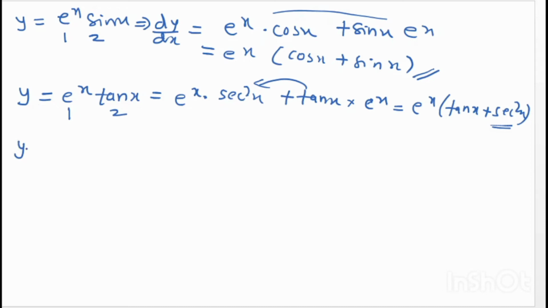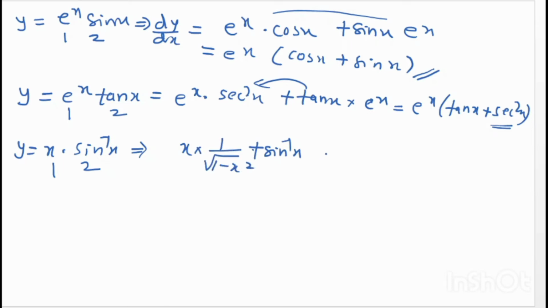Next example, y is equal to x into sine inverse x. So again this is our first and second. So what is the derivative? First ko first, second ko second, that is sine inverse x. Take the plus sign between them. Derivative of sine inverse x is 1 upon under root of 1 minus x square, and the derivative of x is 1. So what we get is x divided by under root of 1 minus x square plus sine inverse x.